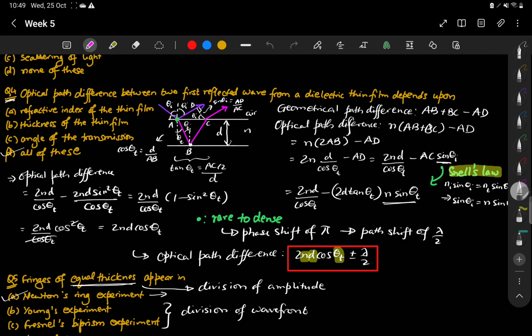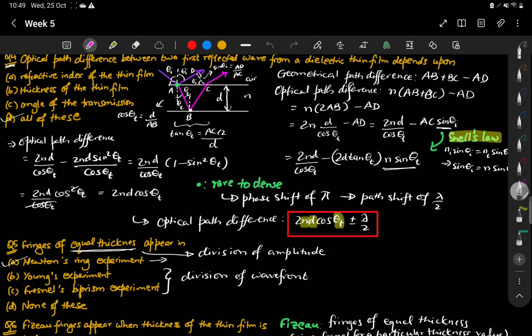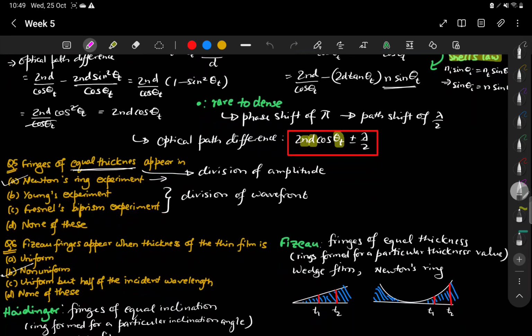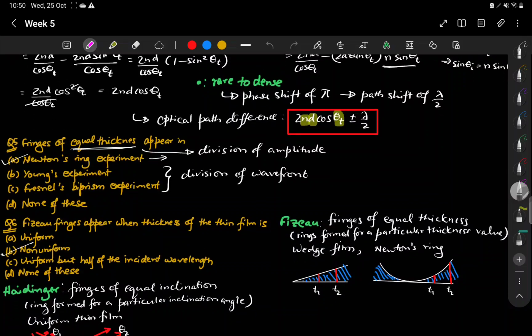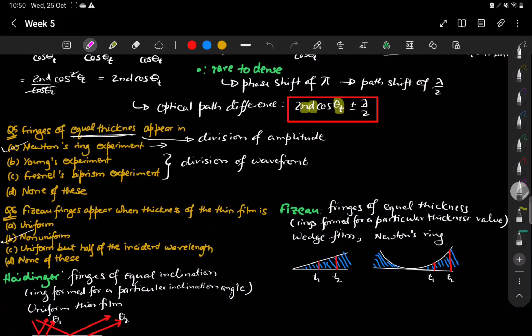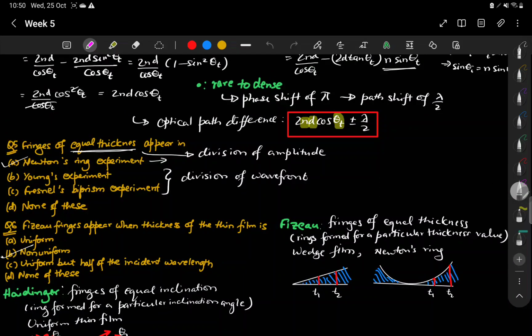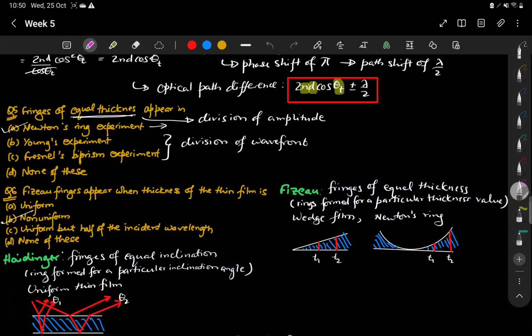And theta t can be found from theta i, where theta t is the angle of transmission. So 2nd cos theta t plus minus lambda by 2. Fringes of equal thickness appear in Newton's ring experiment, which is an interference experiment based on division of amplitude. Young's experiment, double slit experiment, and Fresnel's biprism are based on division of wavefront.